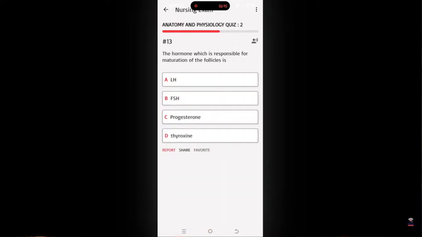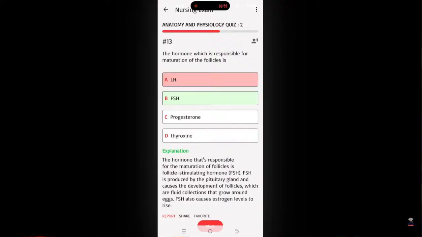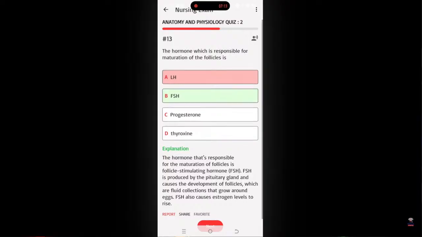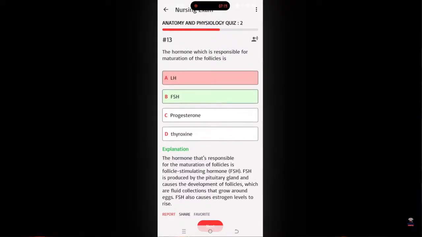The hormone which is responsible for maturation of the follicles is A. LH. B. FSH. C. Progesterone. D. Thyroxine. Correct answer is B. The hormone that's responsible for the maturation of follicles is follicle-stimulating hormone, FSH. FSH is produced by the pituitary gland and causes the development of follicles, which are fluid collections that grow around eggs. FSH also causes estrogen levels to rise.